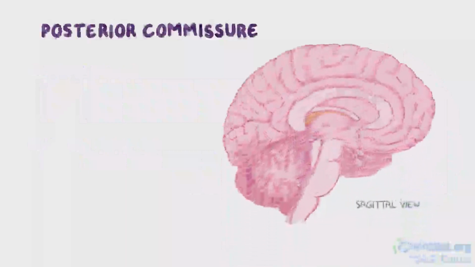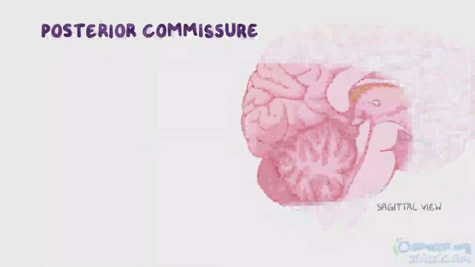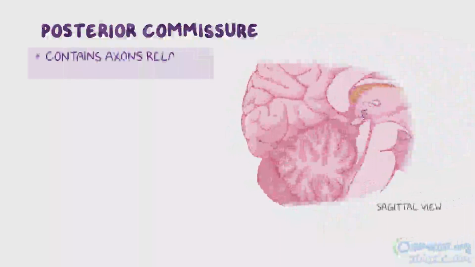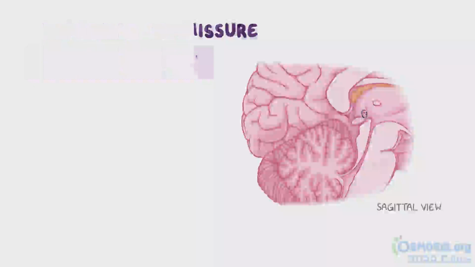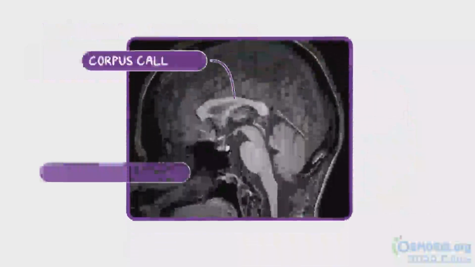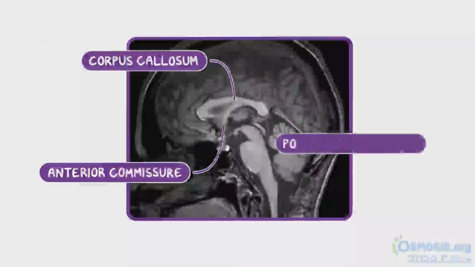Another commissure to consider is the posterior commissure, which is located between the midbrain and the diencephalon, just rostral to the pineal gland. It is a small commissure and contains axons related to the oculomotor complex, for example, for the pupillary light reflex. Note that the corpus callosum, anterior commissure, and posterior commissure can all be easily seen in the mid-sagittal plane upon gross inspection, or MRI.